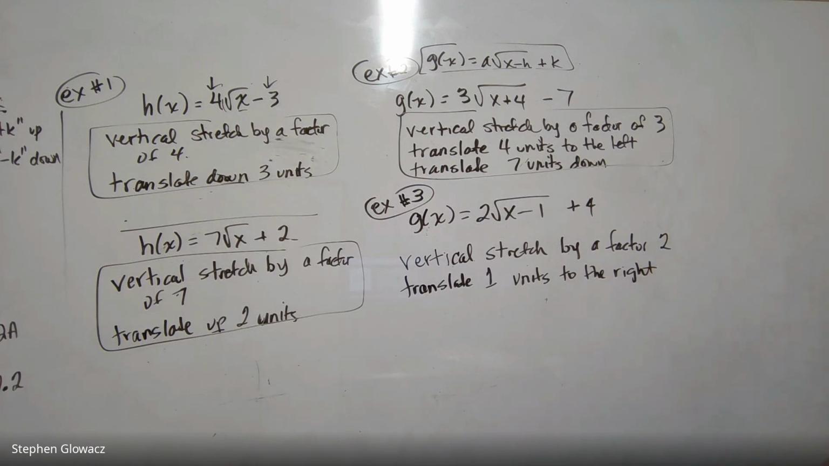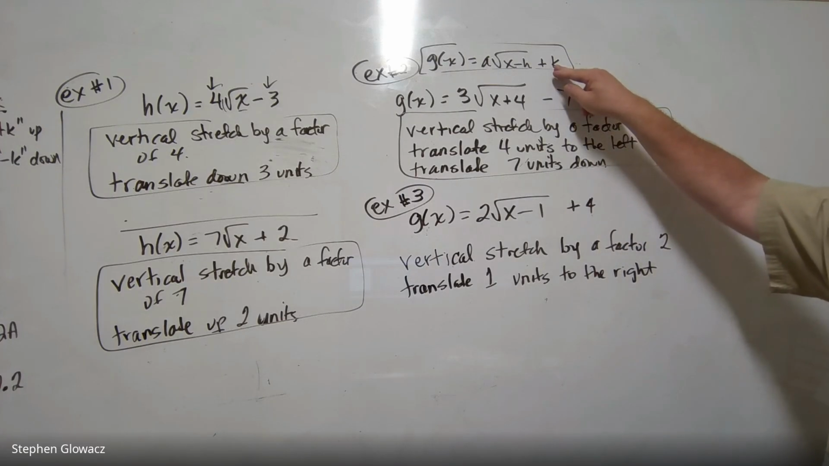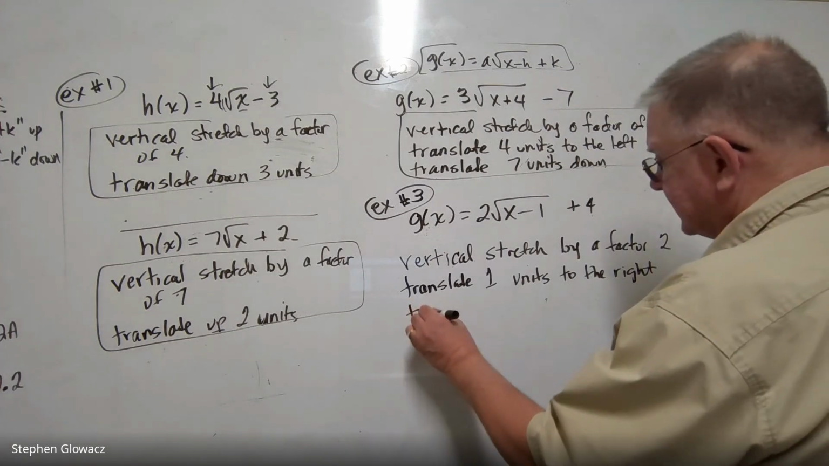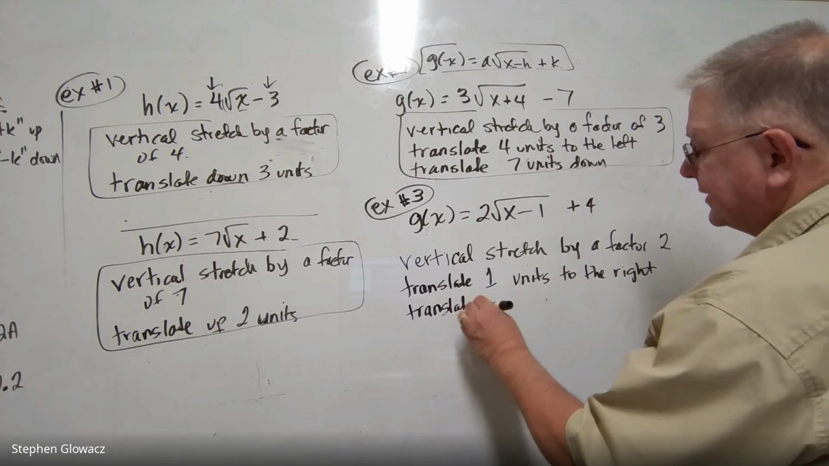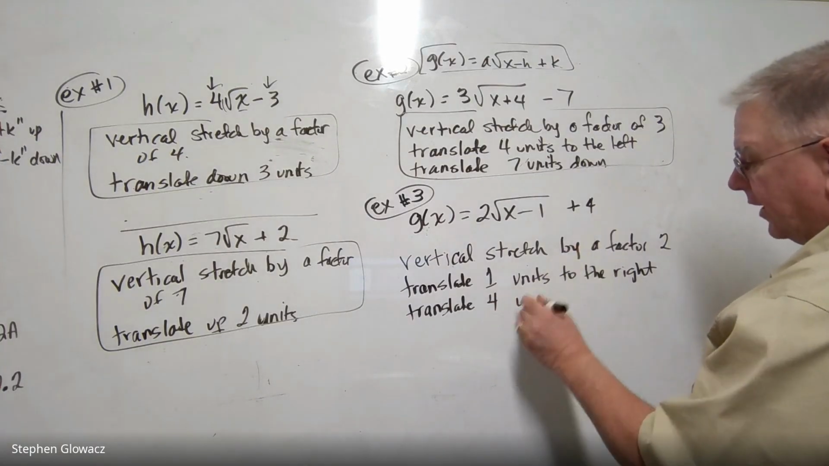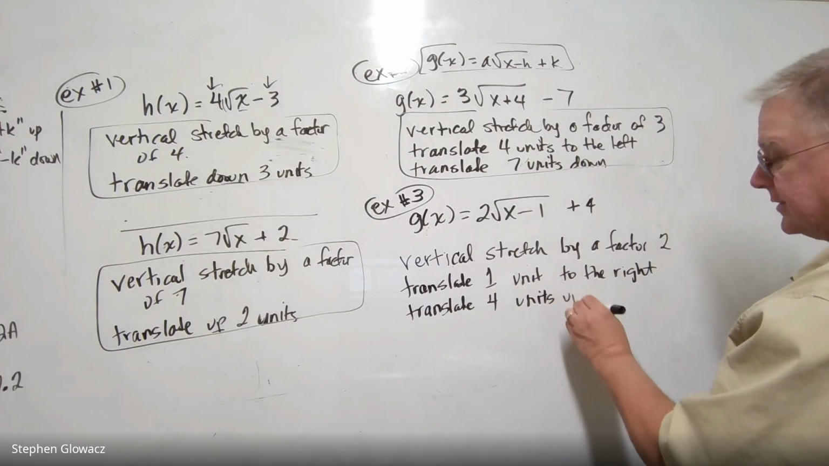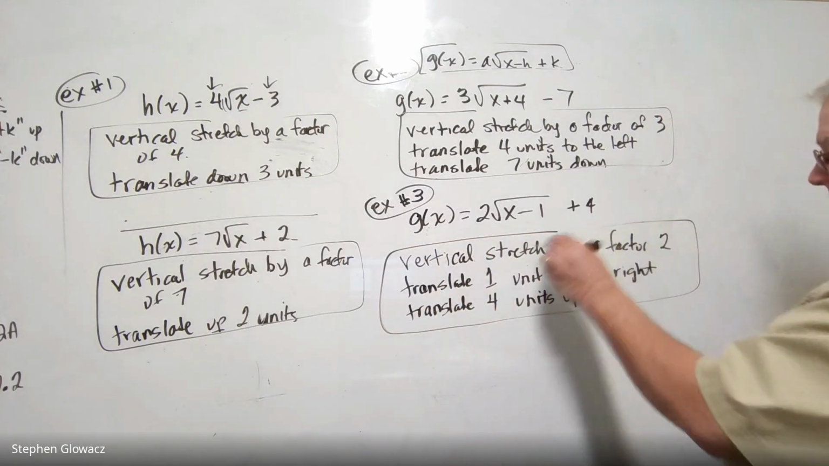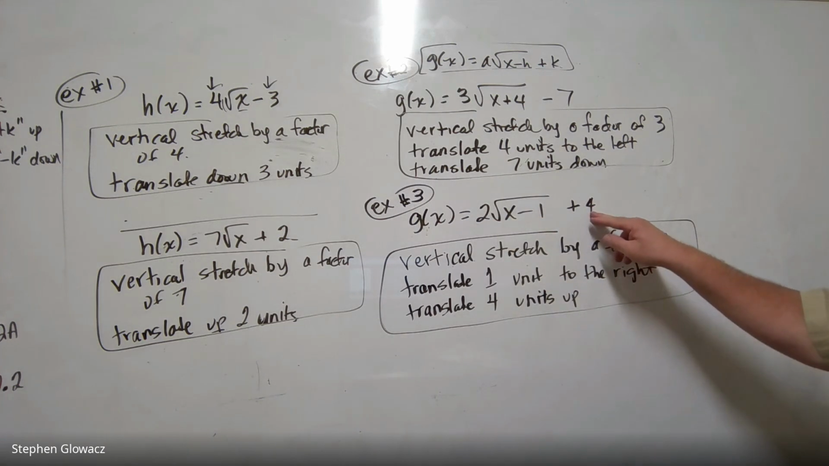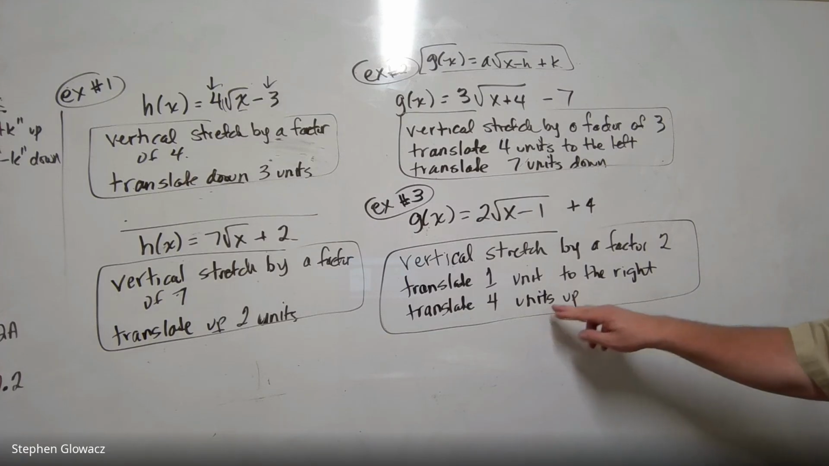And then finally, outside the radical, we have this 4. So the number outside the radical is k, and plus k moves us up. So that would be translates or move. By the way, when we say translates, we just mean it moves the graph. So 1 unit to the right, and for the 4 here, 4 units up. So vertical stretch by a factor of 2, translates 1 unit to the right, and then translates 4 units up, or up 4 units, however you want to say that.